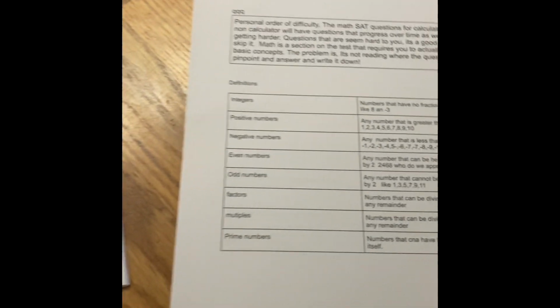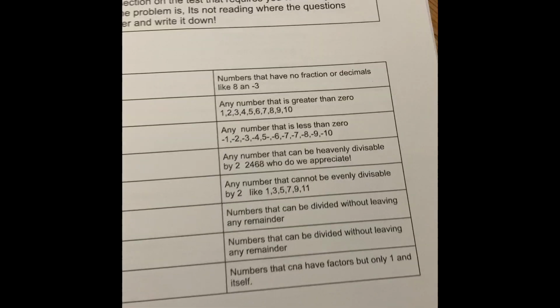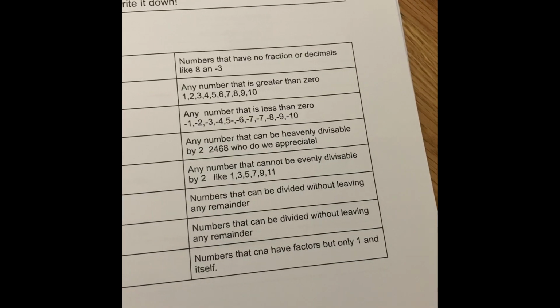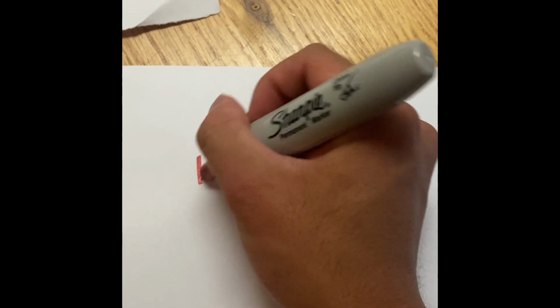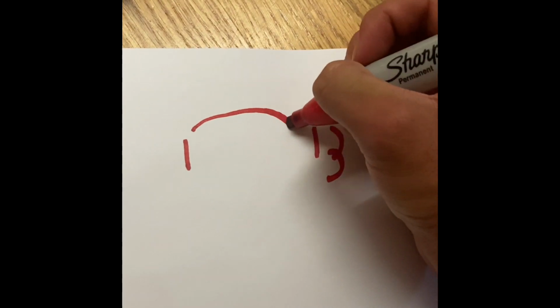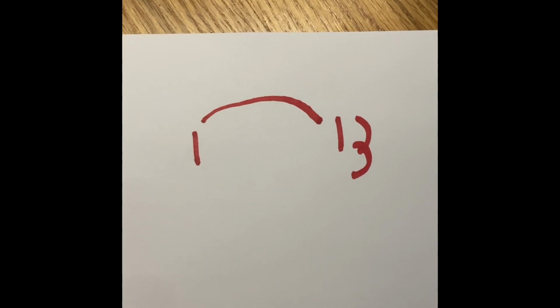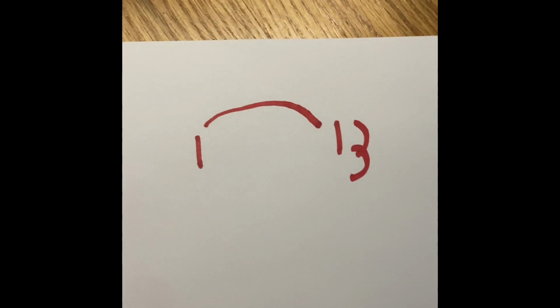Prime numbers: numbers that only have factors of one and itself. Like the unlucky number 13. The reason why is you can't evenly multiply or divide by 13. It just gives you 1 and 13. You only multiply by 1 and itself to become a prime number.